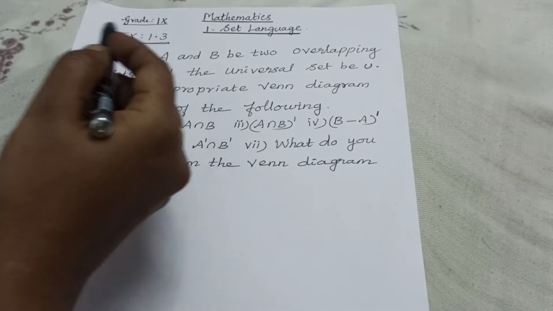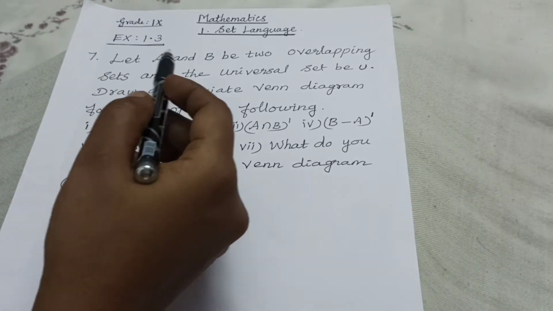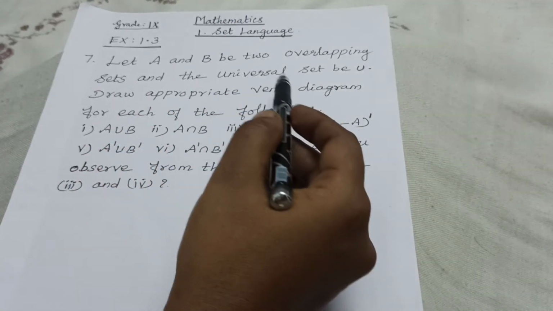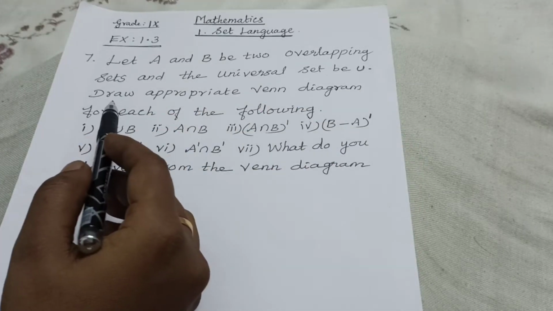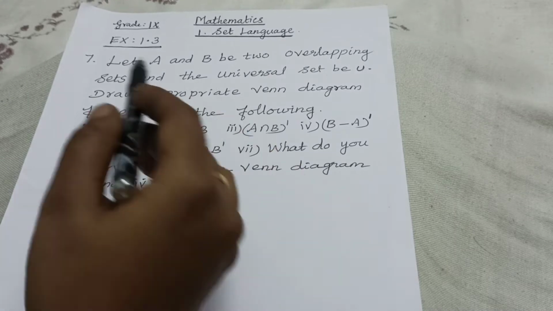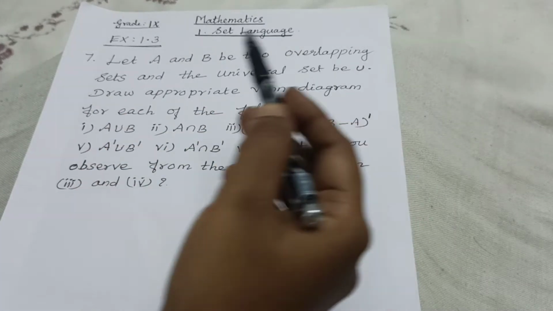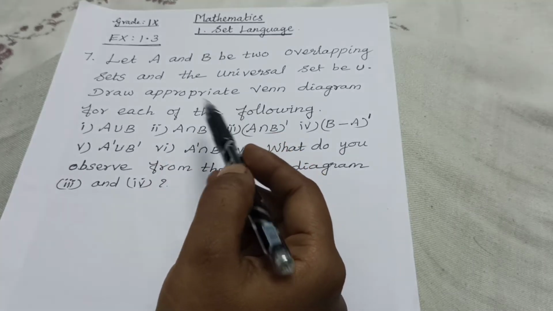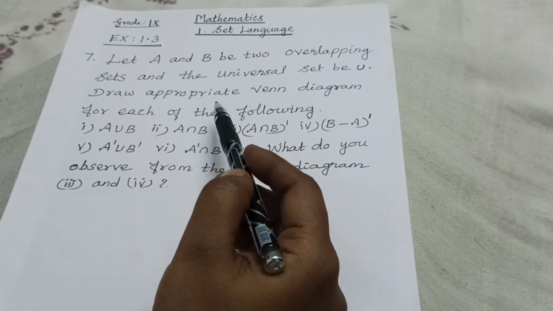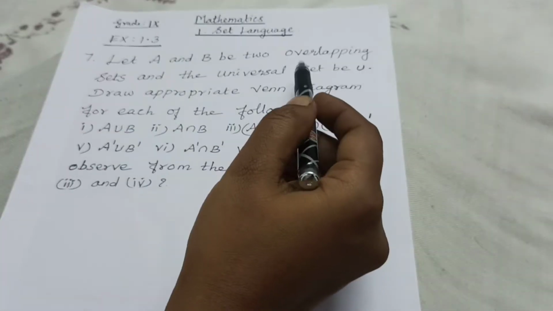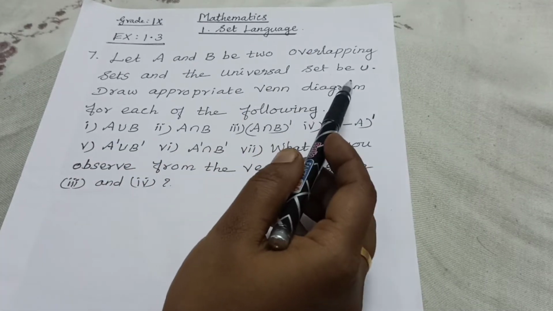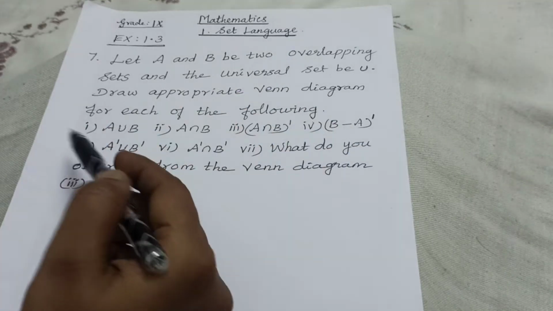Exercise 1.3, 7th sum. Let A and B be two overlapping sets and the universal set be U. Draw an appropriate Venn diagram for each of the following. Overlapping sets means A intersection B has common elements. That is overlapping sets, and the universal set we also need. So how can we draw?